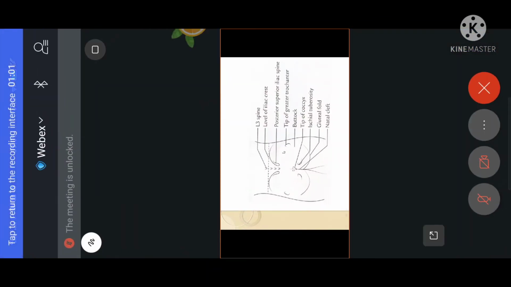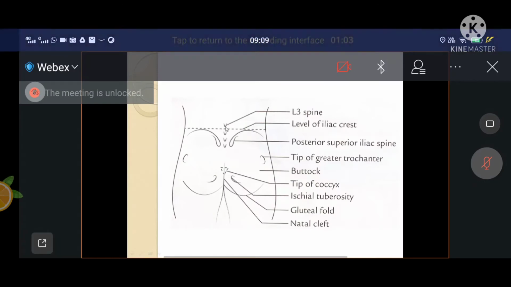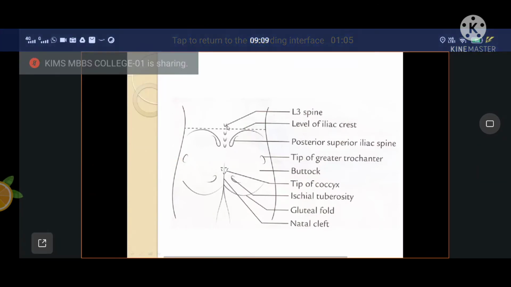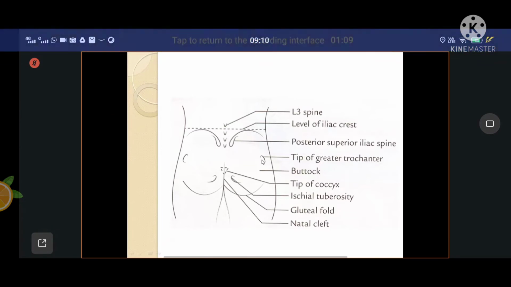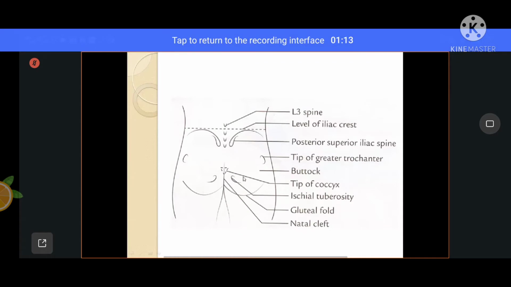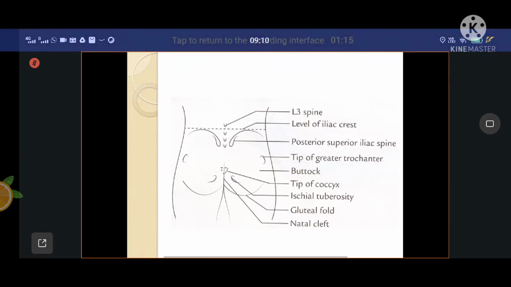What are the things? See the skin, and these are the surface markings. This is the L3 spine, and this is the tip of the greater trochanter and the ischial tuberosity. I'm not going to deal with this now because surface marking is special. There will be a special class on this.